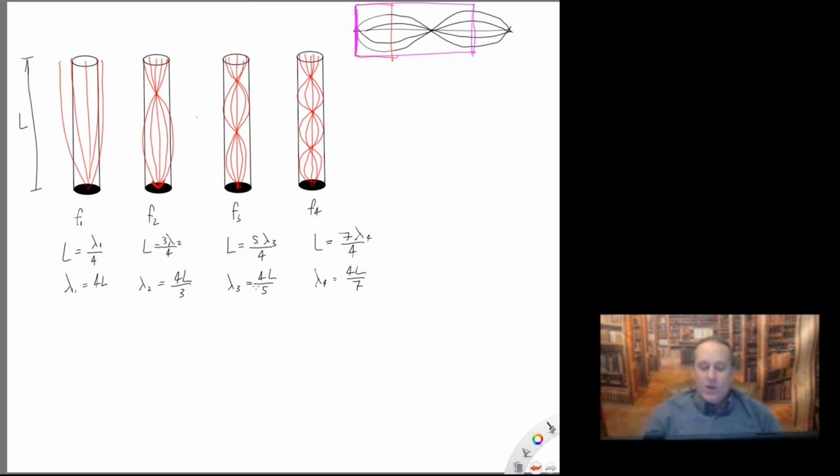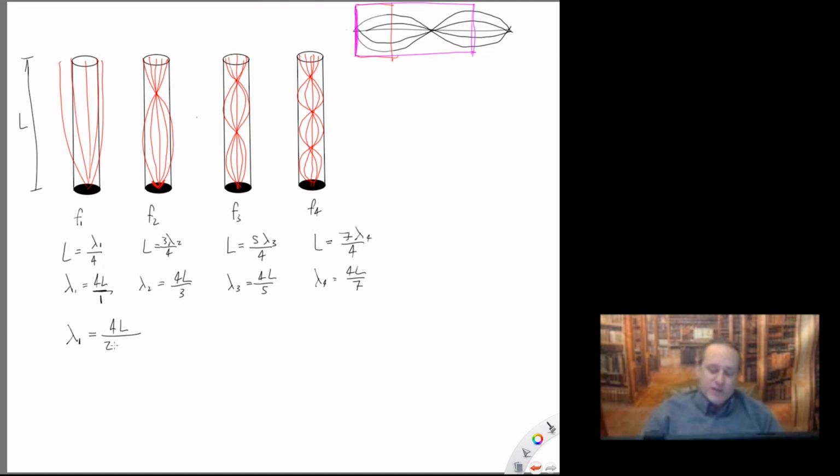So we hopefully see the pattern here. We always have a 4L on top, and on the bottom, we have increasing odd numbers, 1, 3, 5, 7. Think of this as 4L over 1. So if we wanted to write that down as a formula, it's not totally obvious unless you have experience with this sort of thing, but let me show you a proposal and let's check it and see if it works. 4L over something that's going to be always an odd number.